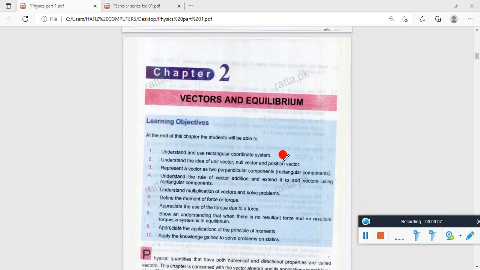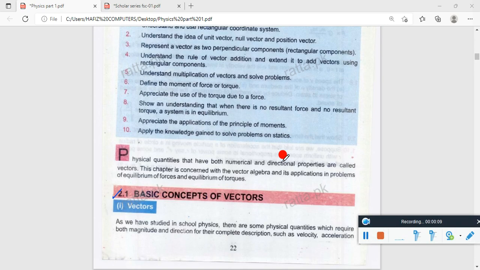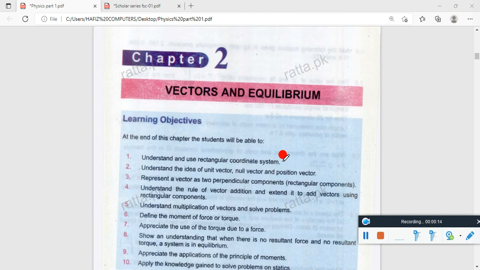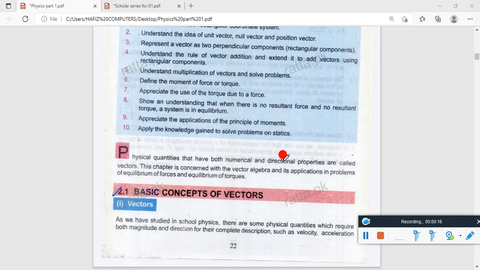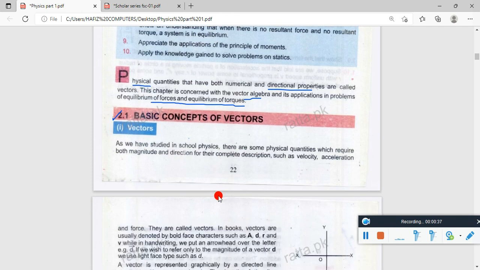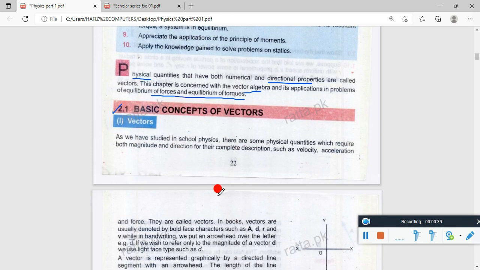So this is the second chapter, vectors and equilibrium. In this chapter, we will see mainly the definition of vectors. Physical quantities that have both numerical and directional properties are called vectors. This chapter is concerned with vector algebra and its application in numerical problems of equilibrium of forces and equilibrium of torques. So basic concept of vectors, we will see what is meant by vector.